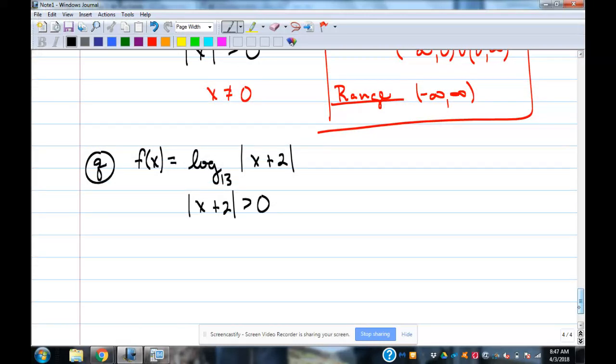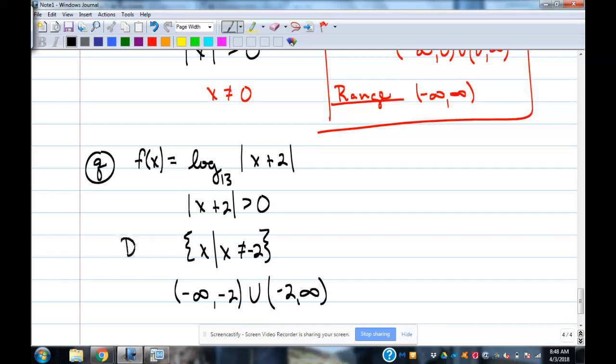So x can't be negative 2, right? Because any other number we put in there, the absolute value is always going to be positive, right? Because it's a distance from 0, and a distance is always positive. So anything except for negative 2. Negative 2 would give us a value of what? 0, which is the one that messes it up. So x does not equal negative 2. So our domain, as y'all said, goes from negative infinity to negative 2, union negative 2 to positive infinity. That's our domain. Range: negative infinity to positive infinity.